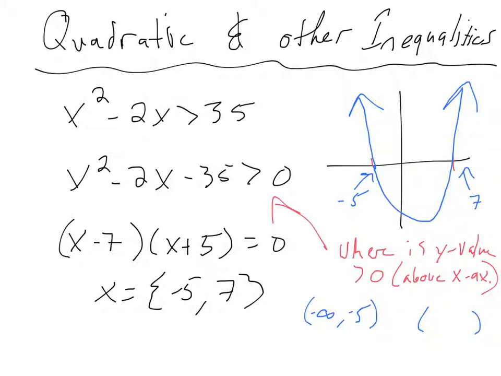So A, 7, comma, infinity. And what word should I use to put these together? Union or intersection? Or I mean symbol, I should say. Because I want all the stuff to the left and all the stuff to the right. I want to take those two sets and combine them into one set. So I have to use the union for that one.